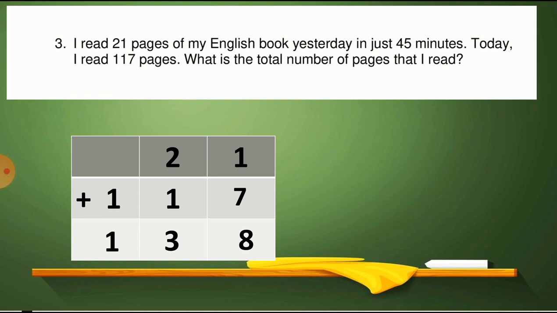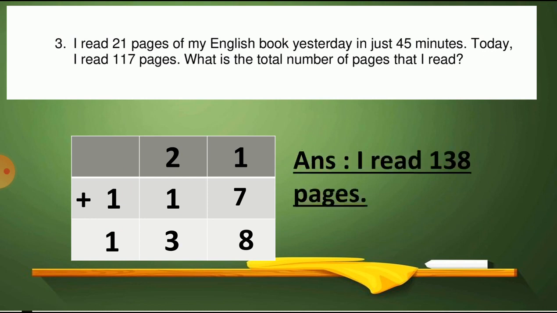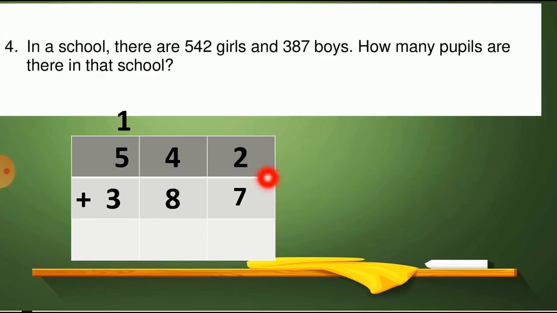So, we can write down these numbers in a sentence this way: I read 138 pages. How many total pages did I read? So, you have to write down the answer. I read 138 pages. You can write down the answer in words this way. I read 138 pages. Here is one more example for you.